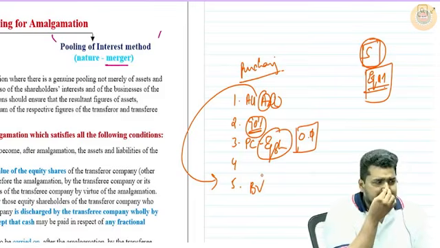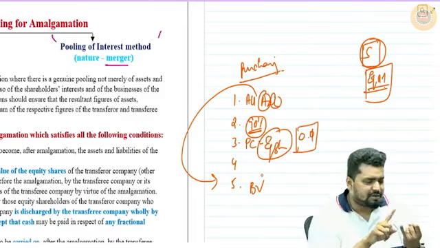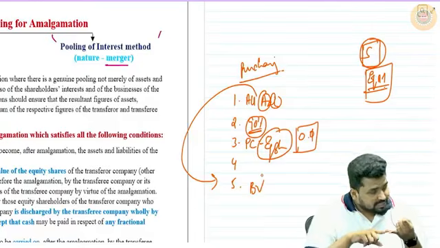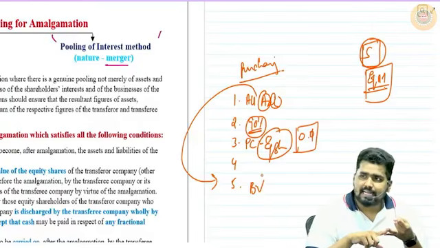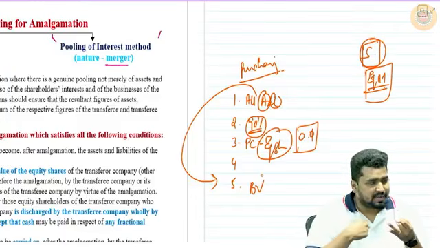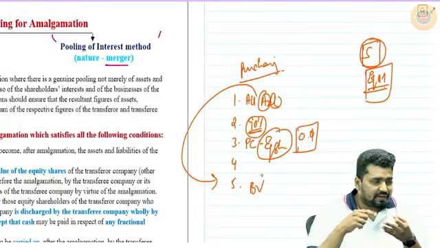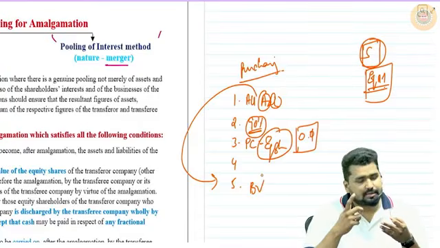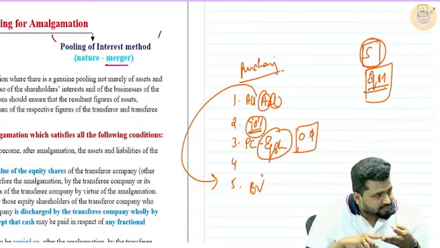For an amalgamation in the nature of merger, how many conditions are there? Five conditions. Number one, all assets and liabilities should be incorporated in the books of the purchasing company. Second, 90% or more of the equity shareholders of the transferor company should become shareholders of the purchasing company. To them, we have to pay only in equity shares, unless fractional shares are there. For those fractional shares, we have to issue cash.